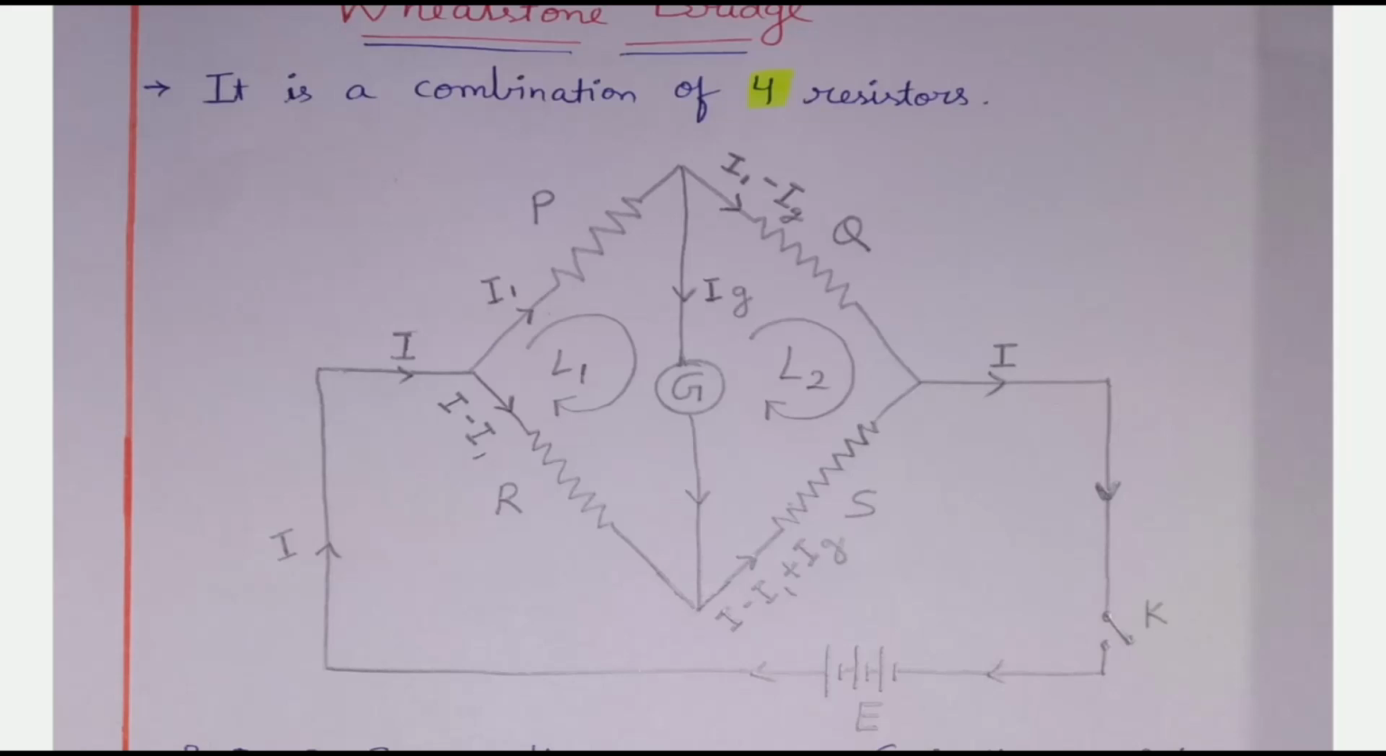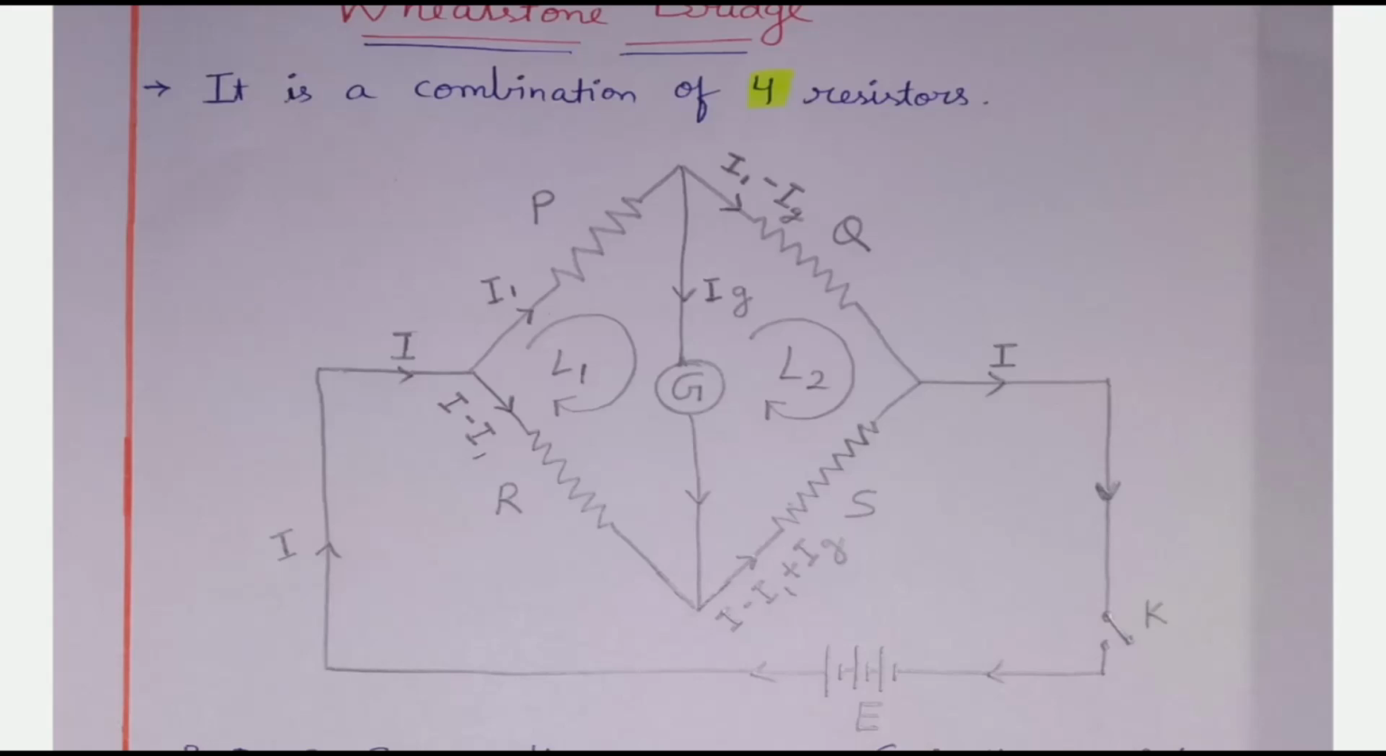So let us try to derive that relation, and for that here we will apply both the laws of Kirchhoff, that is junction rule as well as loop rule. First of all, let us consider that I current is being generated in the circuit. That I current will divide into I1 and I minus I1. This we have done using Kirchhoff's junction rule, and Ig current flows through the galvanometer, and after making the arrangement of current in all the branches, again I amount of current is flowing in the circuit.